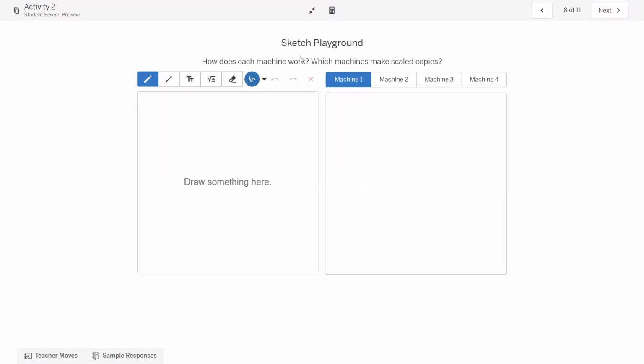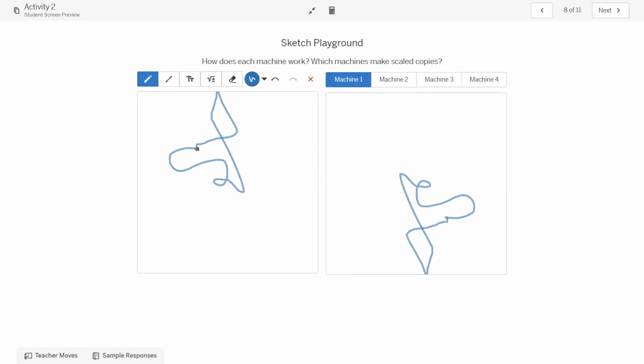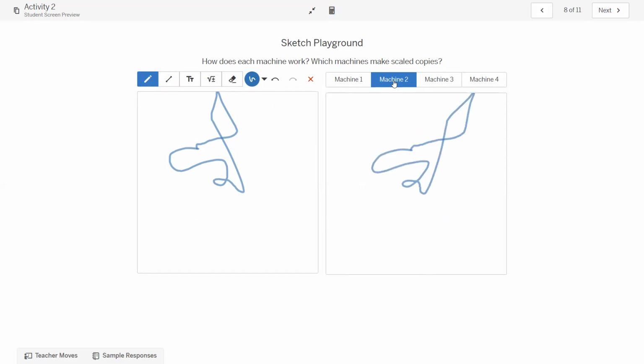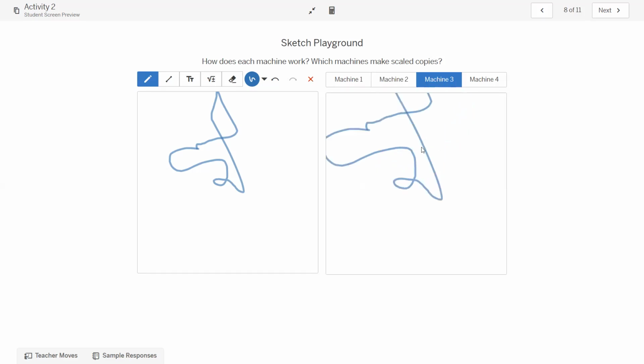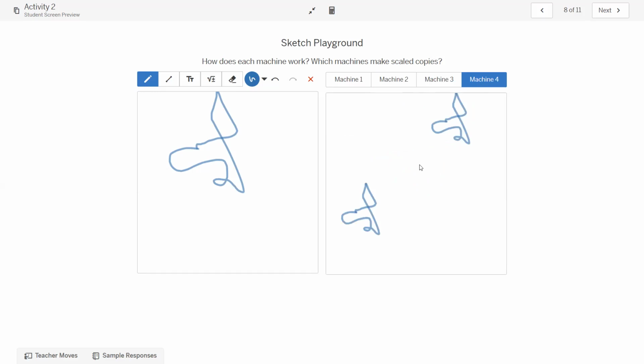So how does each machine work? Which machine makes scale copies? So say draw something. So we're going to draw this. Boom. Now, machine 1, well, it looks the same. It's just upside down, right? Let's see what machine 2 did. Oh, it made it elongated. Does that scale copy? No. This one. Oh, it made it bigger. And see machine 4. And it doubled it. Okay.